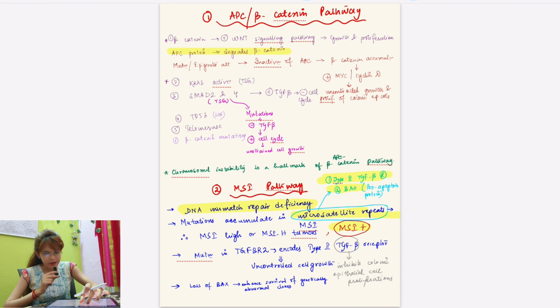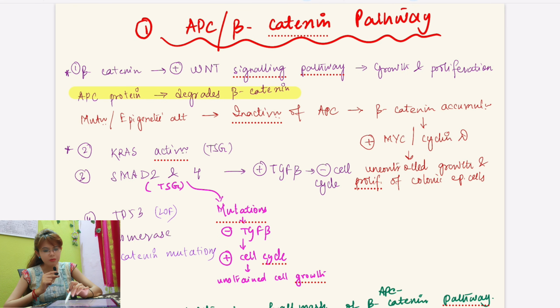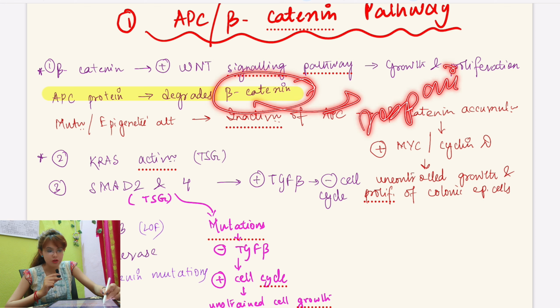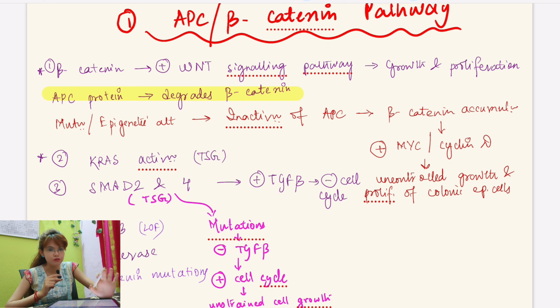So let me first clarify what we mean by beta catenin. Now there is a gene known as the APC gene. The normal functioning of the APC gene produces the APC protein. And what is the function of the APC protein? APC protein degrades the beta catenin. Now, beta catenin is responsible for the uncontrolled growth of the colonic epithelial cells. So it is the beta catenin which is the culprit.